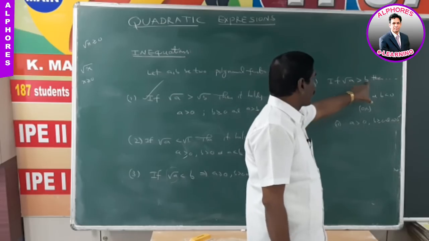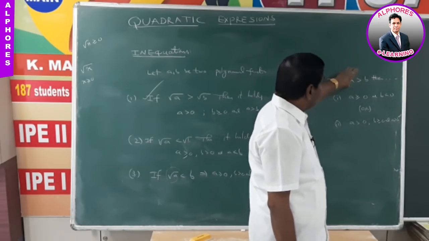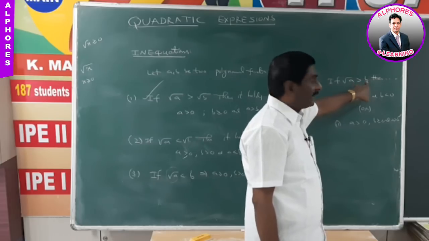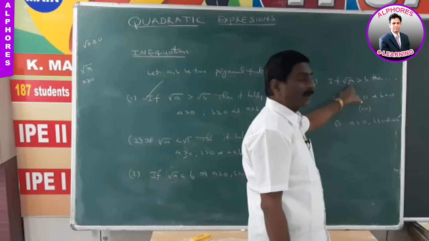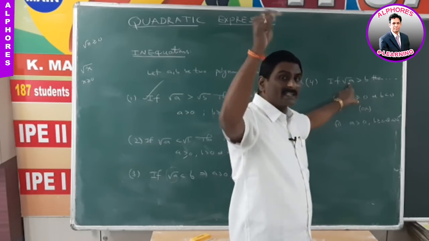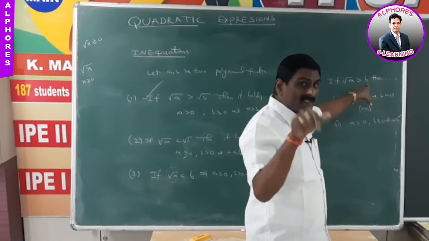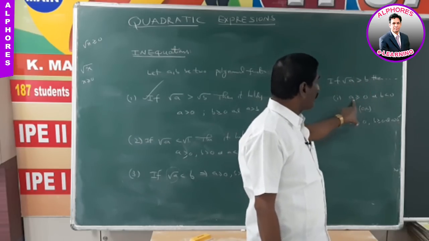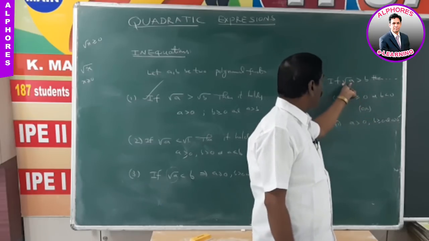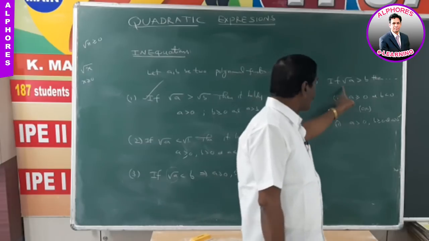Suppose root A greater than B means root A is always positive. Here B is positive or negative? Here B is negative, it is always positive. So for all values of B less than 0, it is true for all values of A when A greater than or equal to 0. That means A greater than or equal to 0 and B less than 0. It is everywhere true.